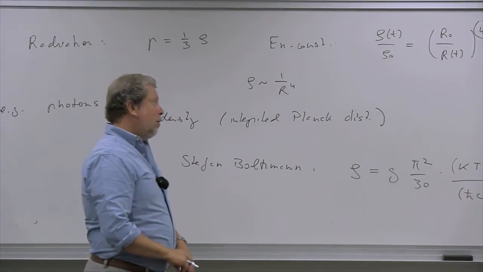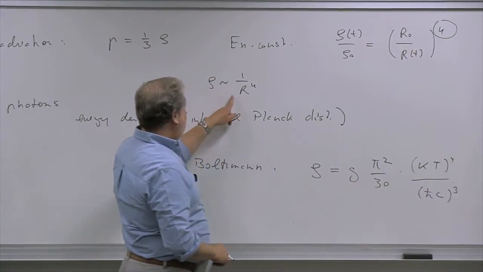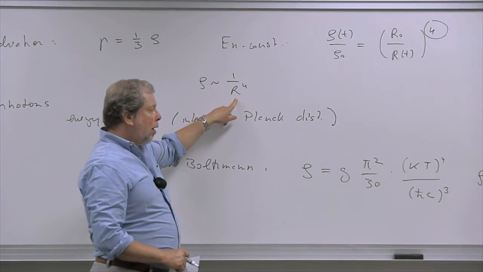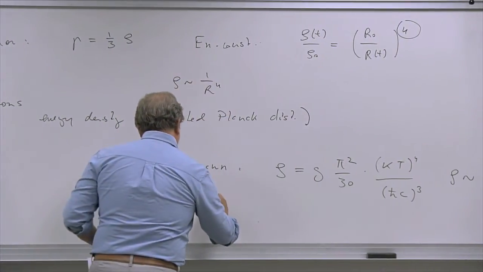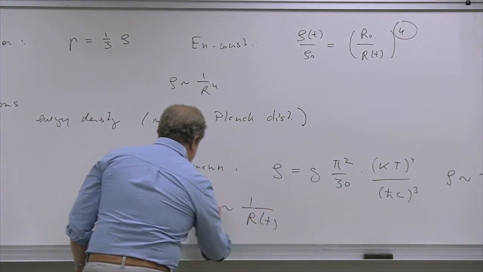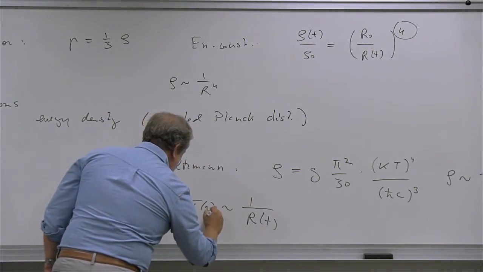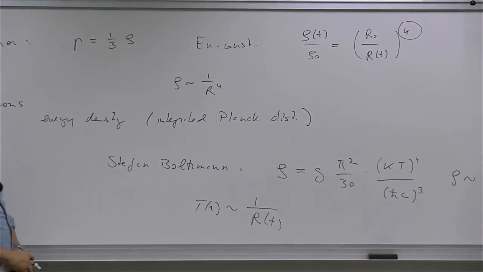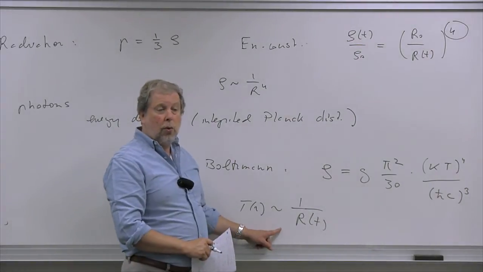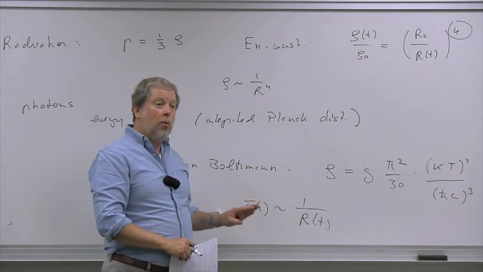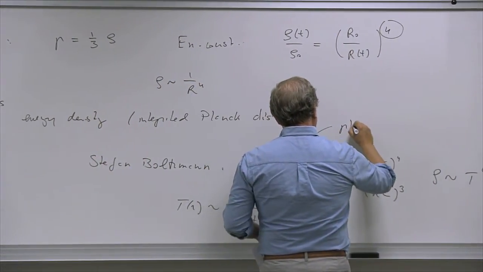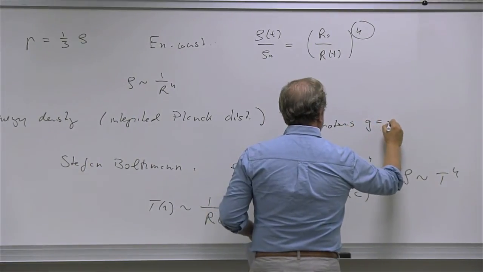That result is very nice because we know that the density in the Friedmann-Robertson-Walker universe goes like 1 over R to the fourth. So that means the temperature will go like 1 over the scale factor R of t. Based on the Stefan-Boltzmann law, there is a linear relationship between the temperature and the inverse of the scale factor. So the universe cools off as it expands, in a way that is precisely predicted by this relationship. And what is g? Well, for photons, g is equal to 2.